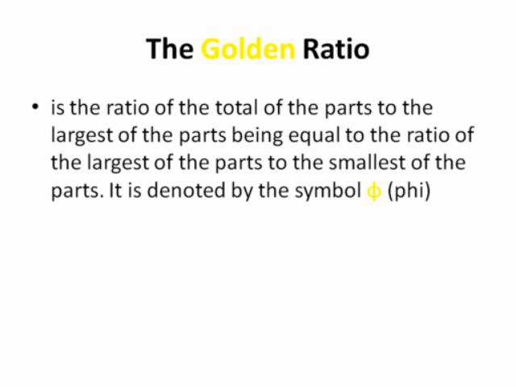The definition of the golden ratio can get kind of confusing because the wording of it is a little bit hard to follow. The definition states that the ratio of the total of the parts to the largest of the parts is equal to the ratio of the largest of the parts to the smallest of the parts, and we denote this ratio by the Greek symbol phi.